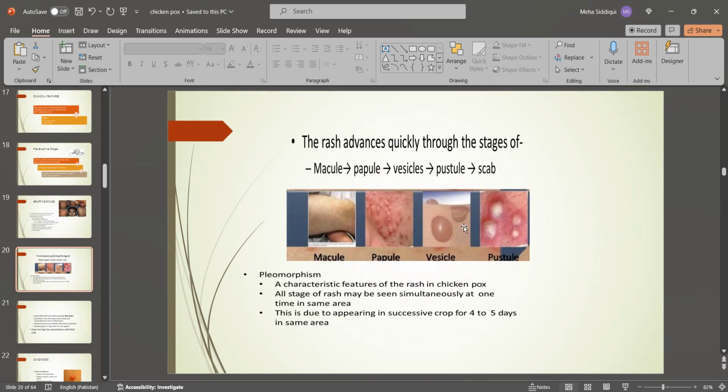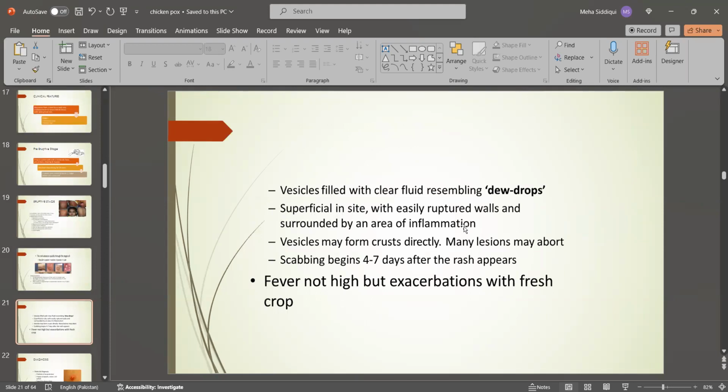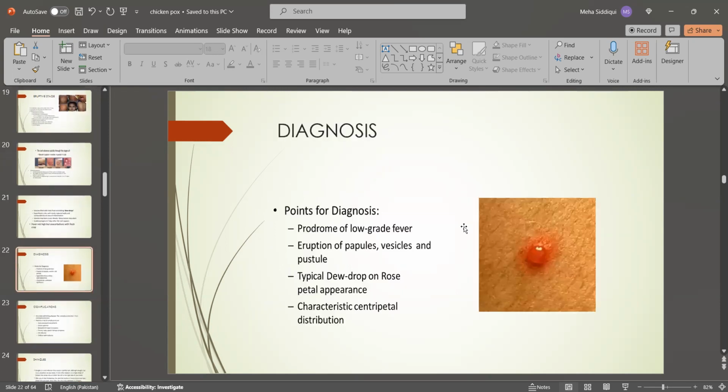Pleomorphism is a characteristic feature of the rash in chickenpox. All stages of rash may be seen simultaneously at one time in the same area. This is due to lesions appearing in successive crops for 4 to 5 days in the same area. Vesicles are filled with clear fluid resembling dewdrops, superficial inside. Vesicles may form crust directly. Many lesions may abort. Scabbing begins 4 to 7 days after the rash appears. Fever is not high but recurs with each fresh crop.